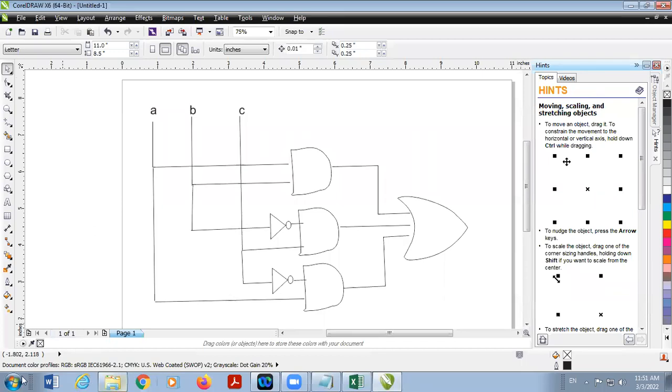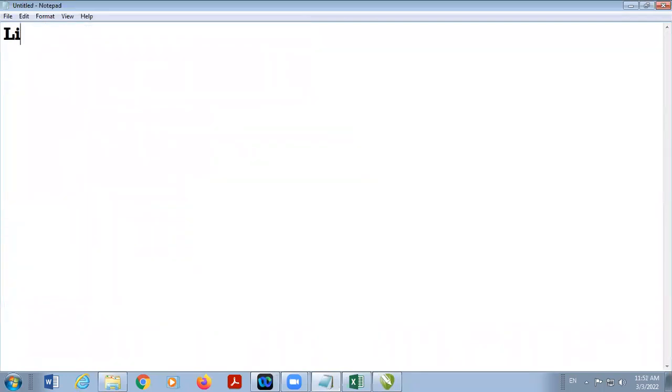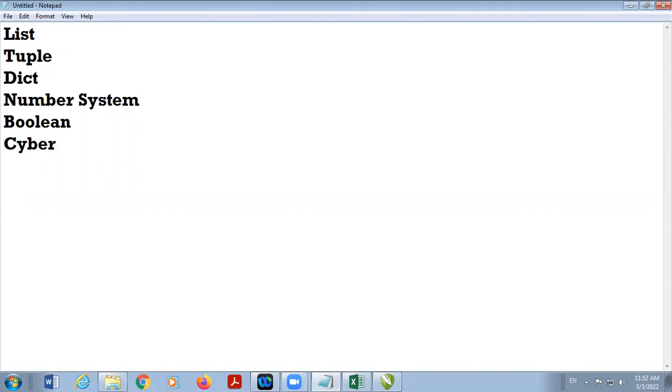For your syllabus, I'm typing here the important topics of your syllabus: list, tuple, dictionary, then number system, then Boolean, then cyber tech. These total 6 chapters are in your syllabus. And in the case of cyber, you will learn the following terms. Not a complete chapter. There are 2 chapters given in your book, but only a limited number of terms you will remember. I'm going to show you the terms.